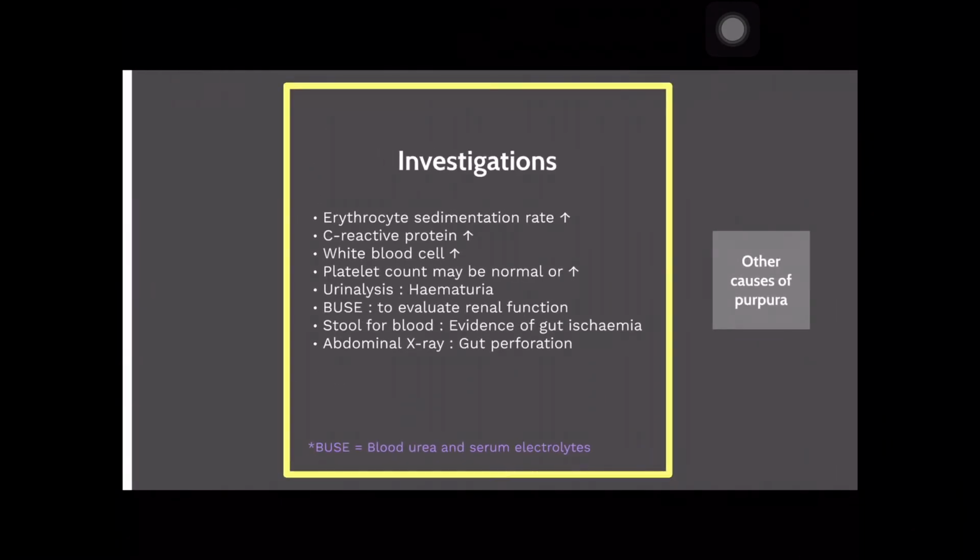Next, urinalysis is performed to assess hematuria, meaning blood in the urine. Blood urea and serum electrolyte is to evaluate renal function. Stool for blood is to look for evidence of gut ischemia, and last but not least, abdominal X-ray is to assess if there is any gut perforation.